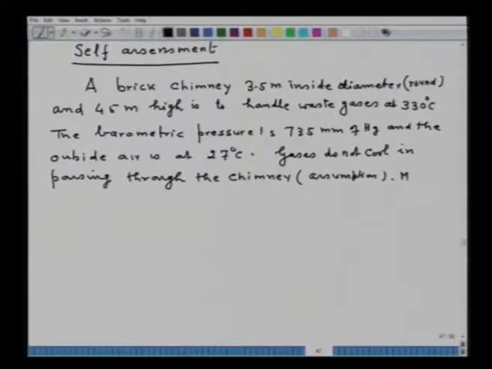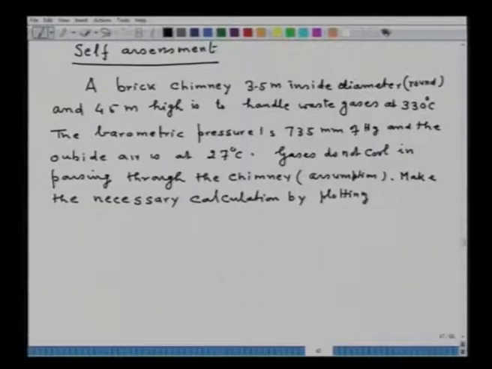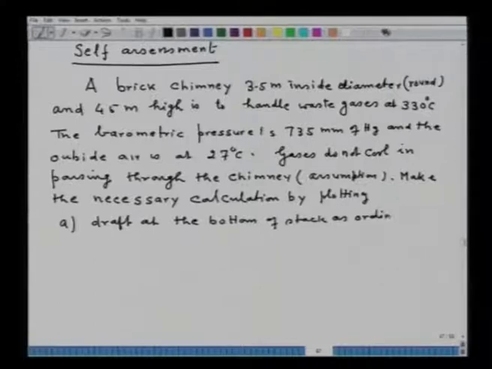Now make the necessary calculation by plotting a draft at the bottom of a stack as ordinate and flow rate of waste gas as abscissa.